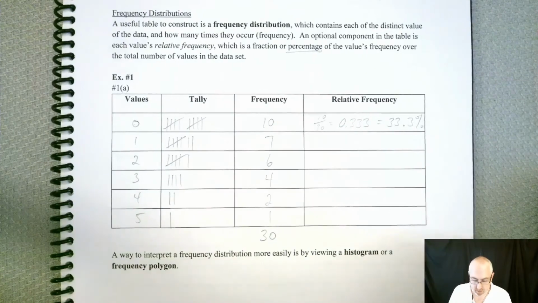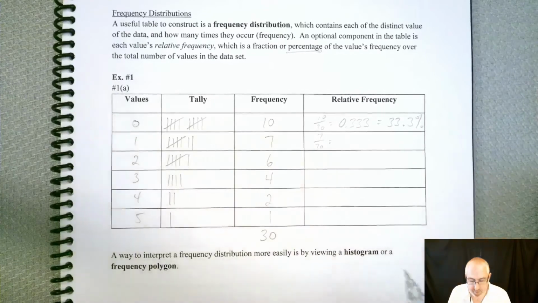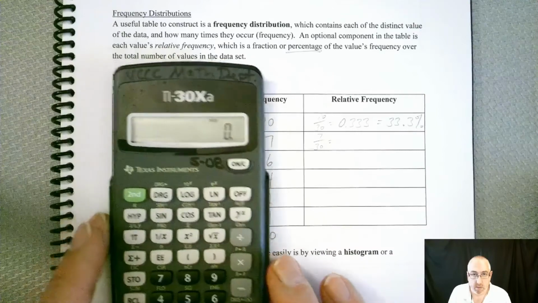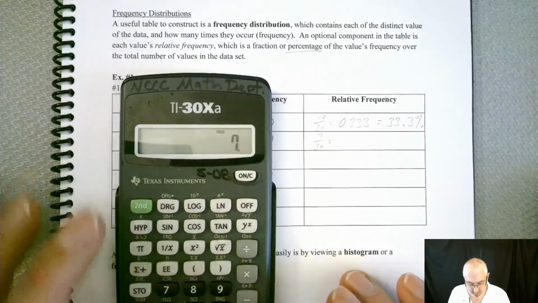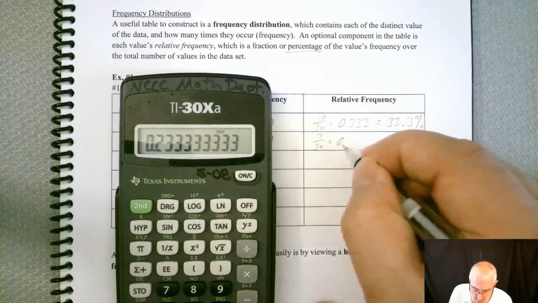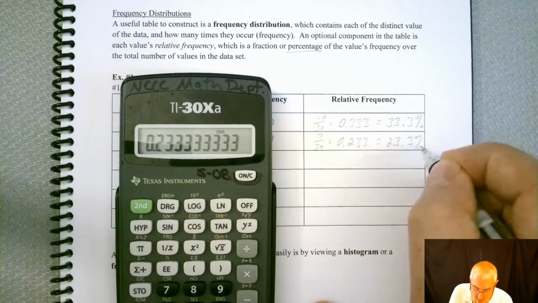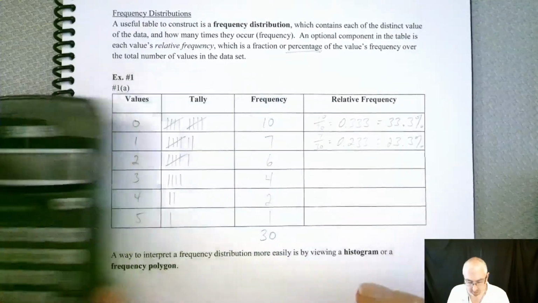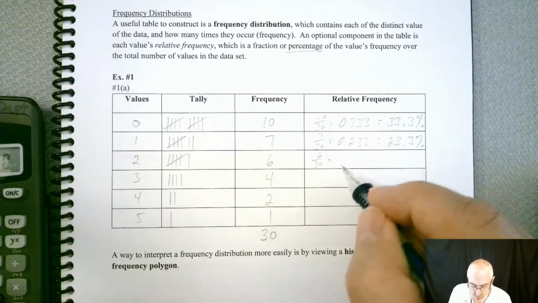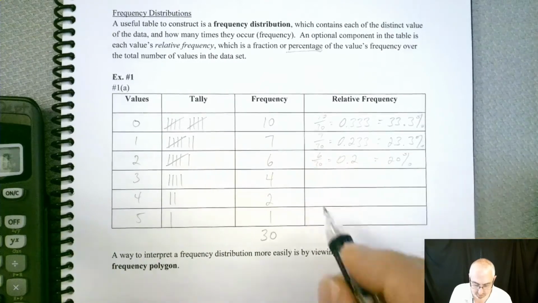All right, let's do the next one. 7 out of 30. I think it's 23.3, but let's double check. So if we divide 7 divided by 30, we get 0.2333. So 23.3%. Okay, what about the next one? 6 out of 30. Well, 6 out of 30, I believe, is 0.2. So that's 20%.